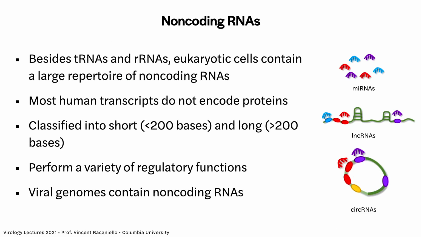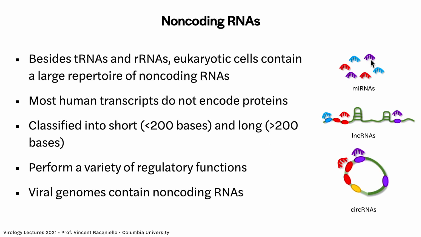Okay. There are other RNAs in cells I want to tell you about because they have a big role in virus reproduction. These are non-coding RNAs. Besides tRNAs and ribosomal RNAs, which are non-coding, there's a whole repertoire of non-coding RNAs that we've just discovered. In fact, most human transcripts don't encode proteins. They've now been classified into short and long based on their length. They have a variety of regulatory functions. I'm going to give you some examples of non-coding RNAs and viral genomes that have some functions.